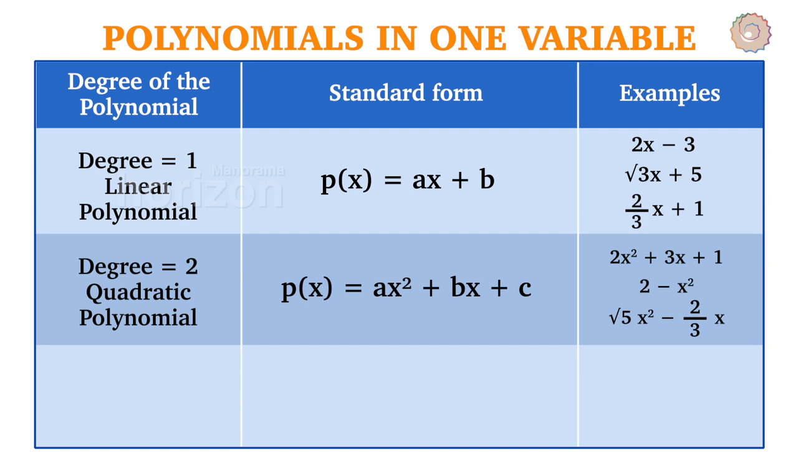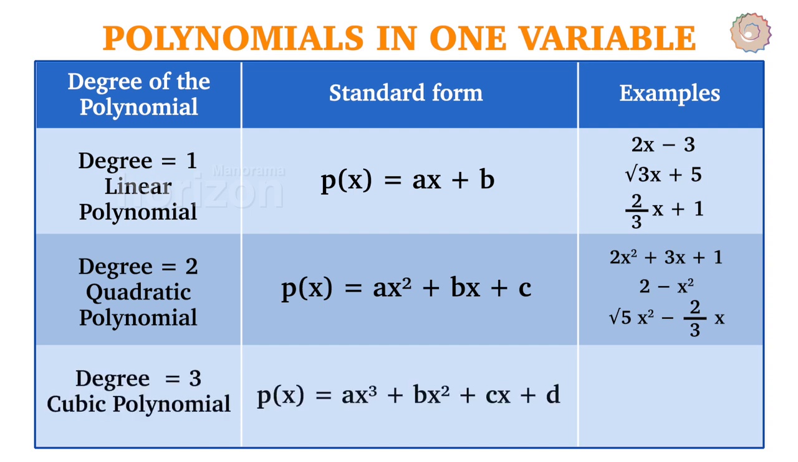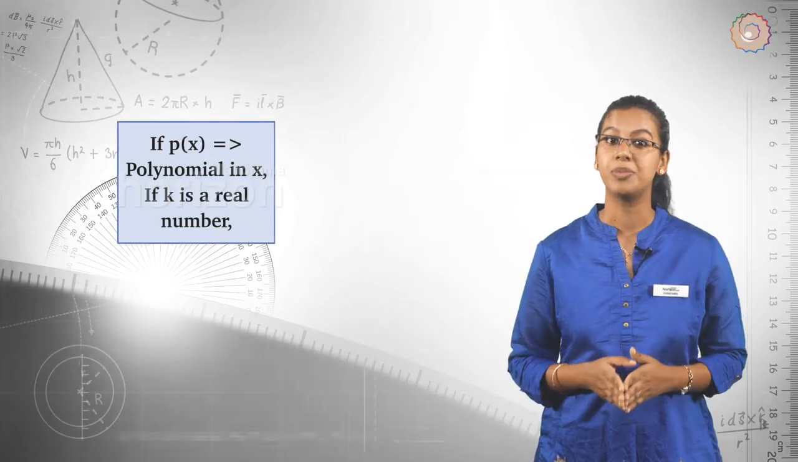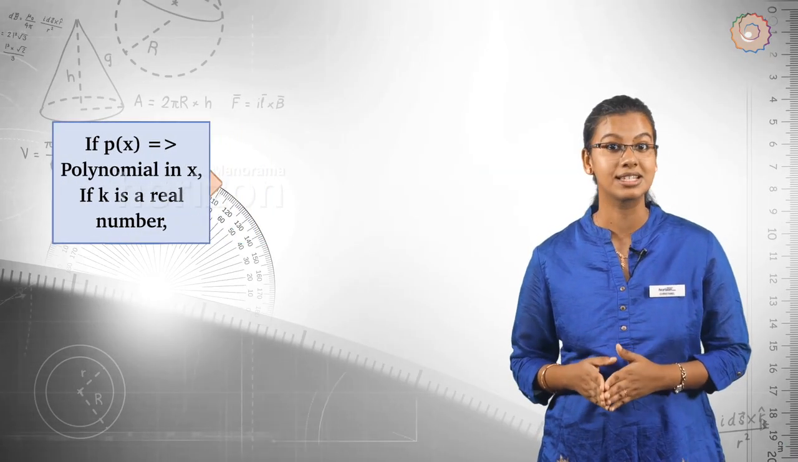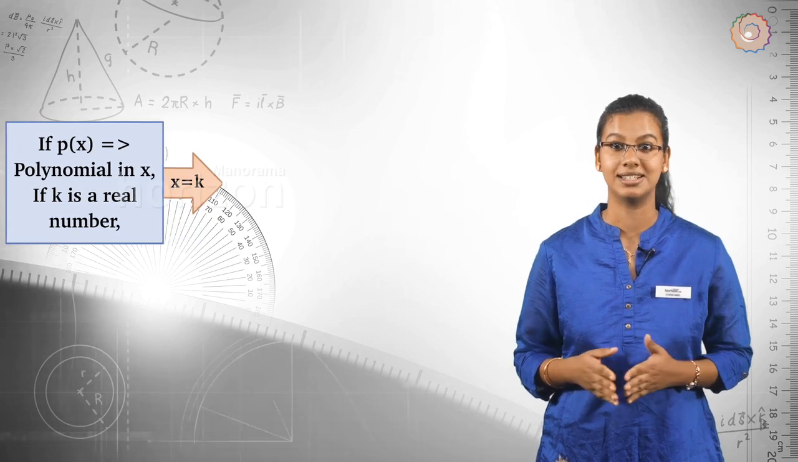root 5 x² - 2/3 x. And for a cubic polynomial, the degree is 3 and is of the form p(x) = ax³ + bx² + cx + d, a not equal to 0, a, b, c and d are real numbers. For example, 3x³ - 2x² + x - 1, 2 - x³ and root 2 x³.